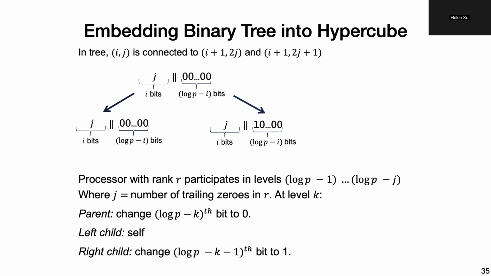Yeah, so in this tree, this tuple ij is connected, so i is the level, and it's connected at level i plus 1 to index 2j and 2j plus 1. And this is how you would do the assignment. Given some node, its left child is just the same assignment. This is the same, like i bits and log p minus i bits. It's just exactly the same copy.